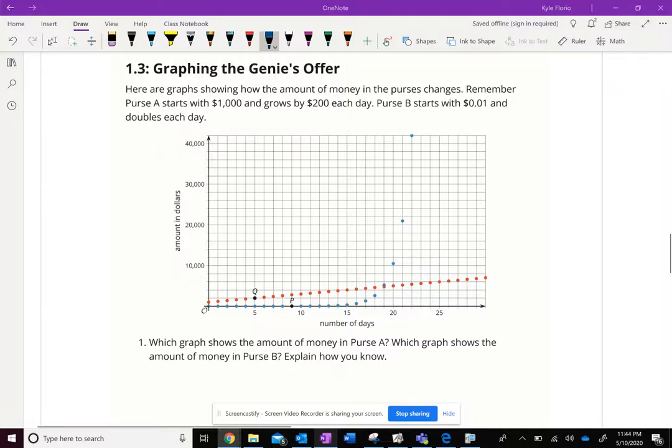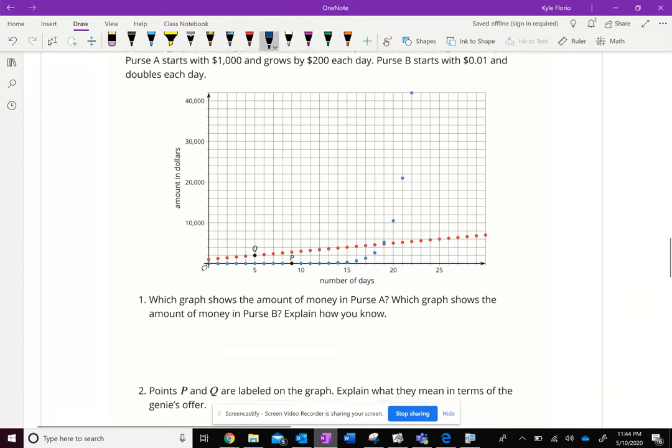1.3 Grabbing the Genie's Offer. Here are graphs showing how the amount of money in the purses changes. Remember, purse A starts with $1,000 and grows by $200 each day. Purse B starts with 1 cent and doubles each day. Which graph shows the amount of money in purse A? Which graph shows the amount of money in purse B?